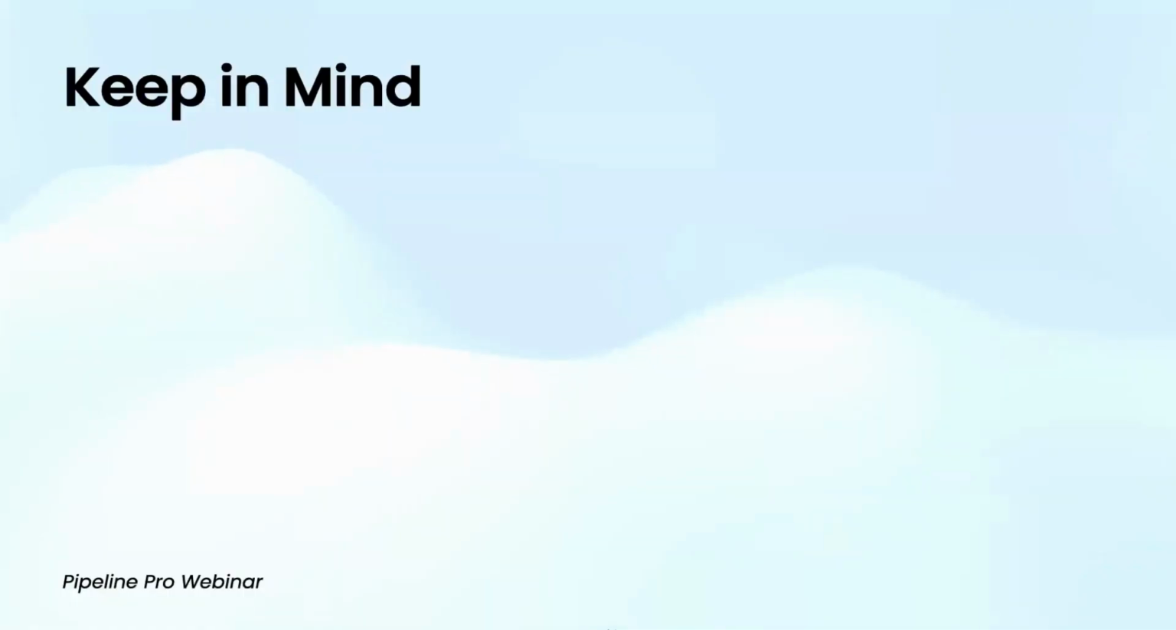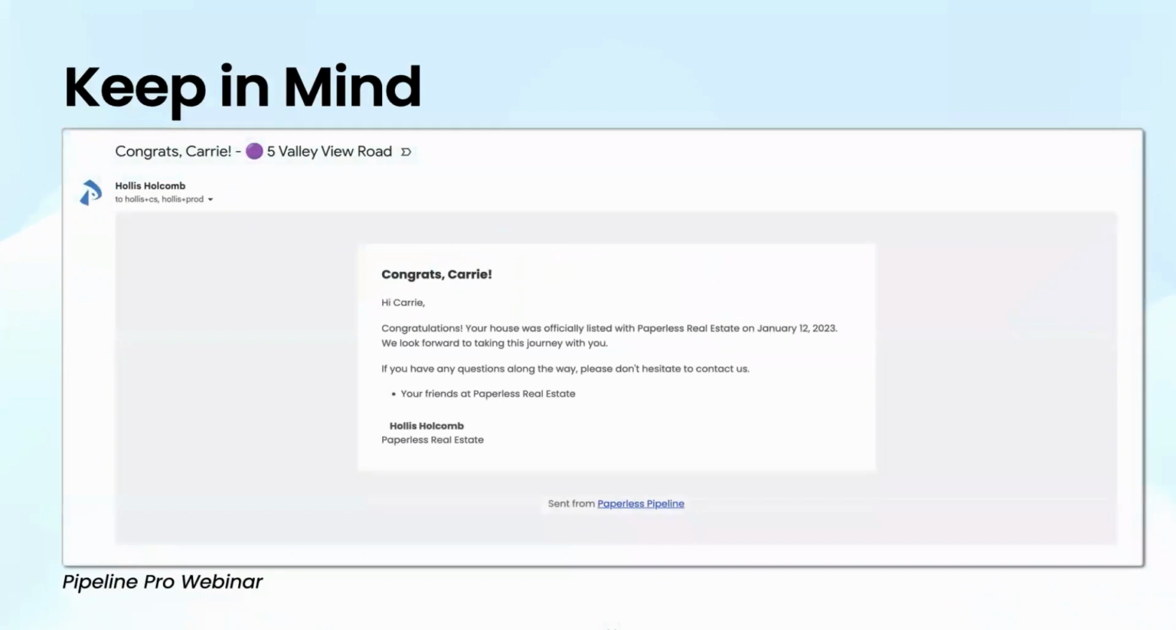If you decide to use emojis in transaction names, there are a couple of caveats to keep in mind. First, the transaction name automatically appears in the subject of emails sent from Pipeline. That means the emojis you use in your transaction names will appear in your sent emails like you see here for 5 Valley View Road with the purple circle emoji.